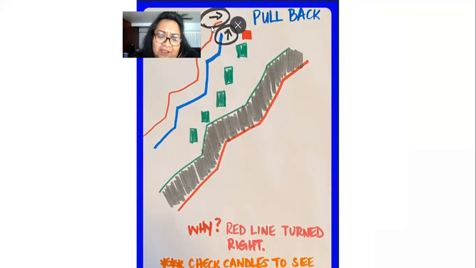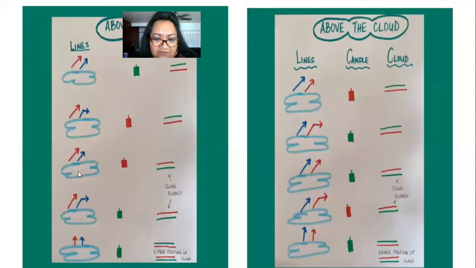That means one of these lines, your red line or your blue line, will turn to the right. It could be the red line or the blue line, or it could be both lines. If it turns to the right, you're going to get a red candle.